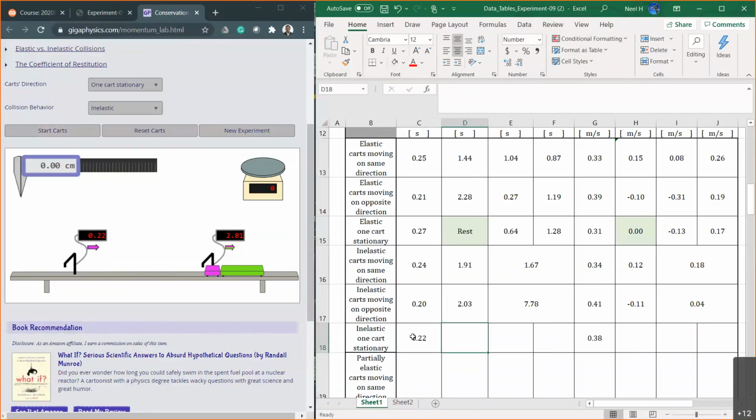Card number 2 before collision is stay at rest. I'm going to just type the term rest. And then after collision, I don't have one card separated. I have only a single object. I'm going to merge these two together. Total time 2.81.